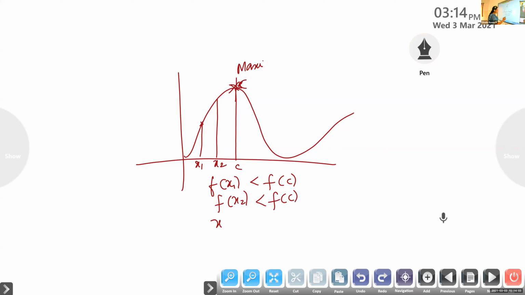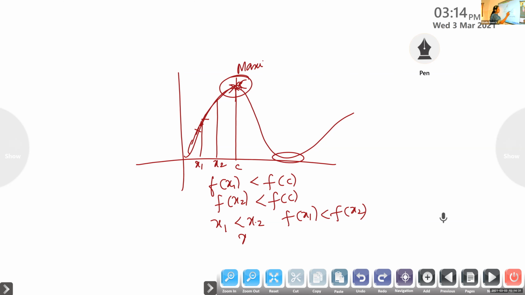When x1 is less than x2, here we are getting f of x1 less than f of x2, and it is less than f of C. If you take any two points x1, x2 which are less than C, the corresponding f of x value is less than f of C. So it is the point of maximum.